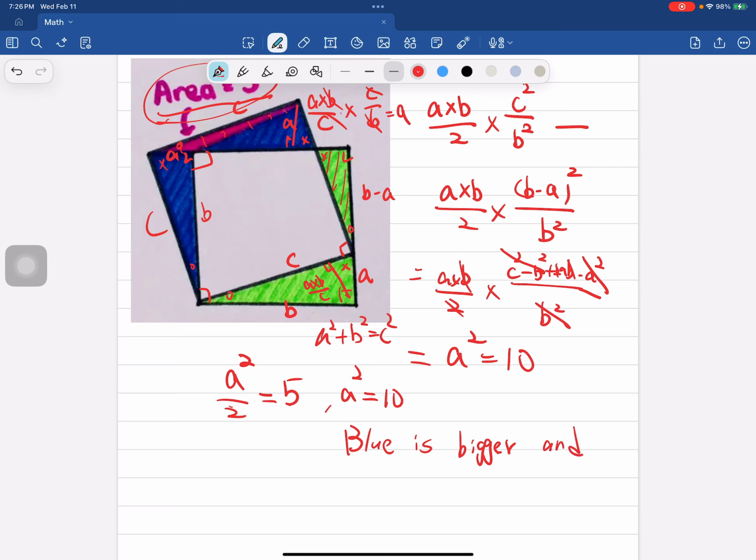And the difference is 5, right? The area difference is 5. So there you have it.